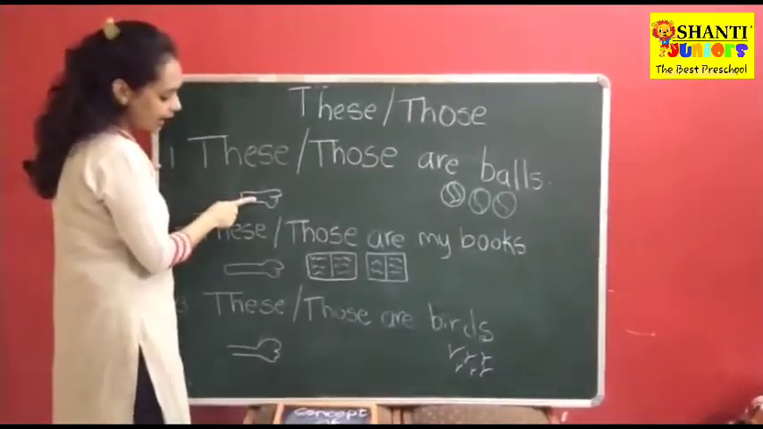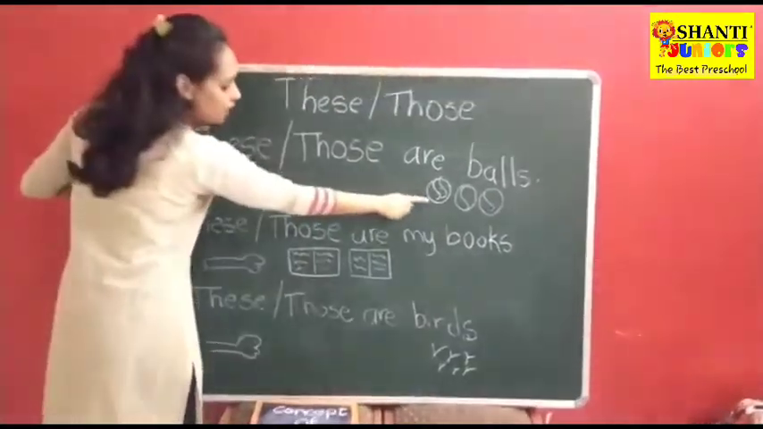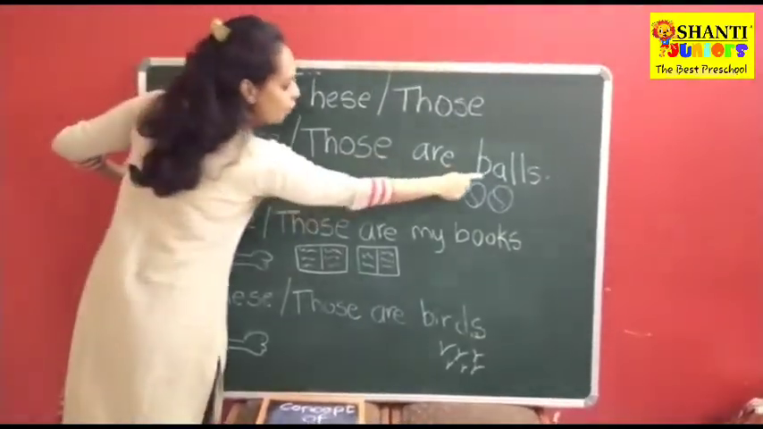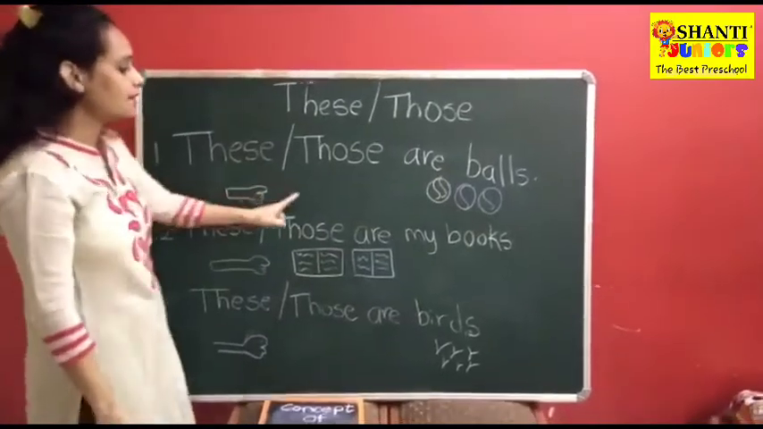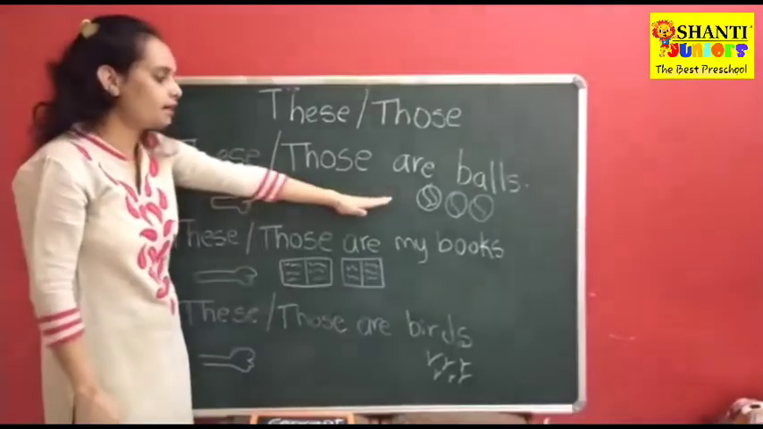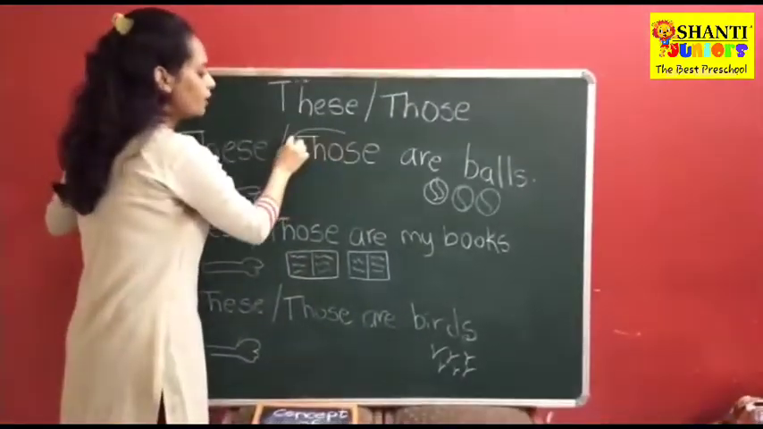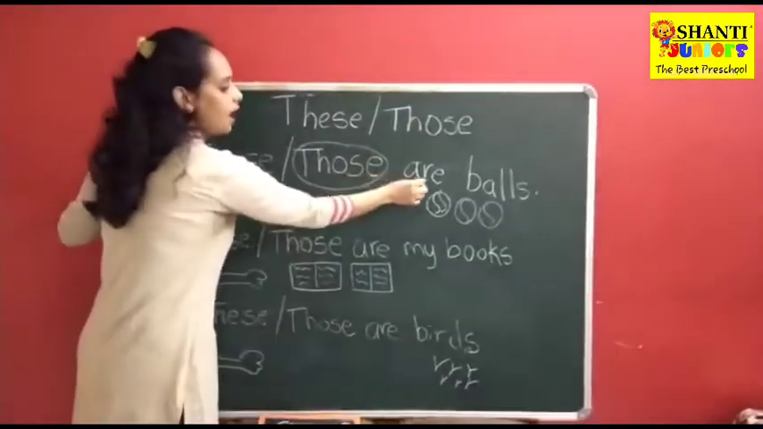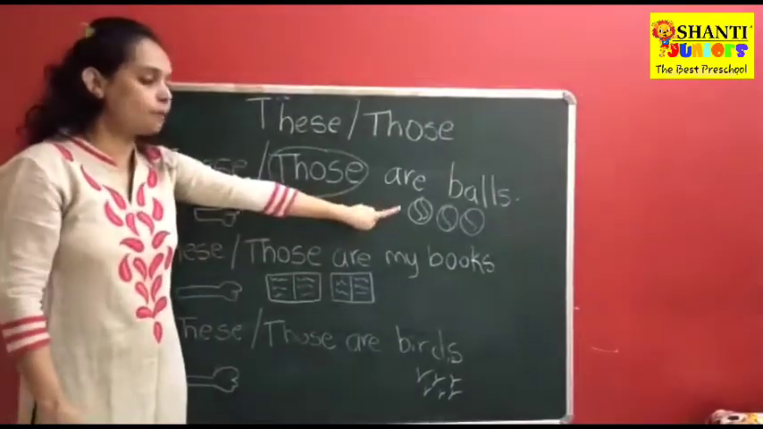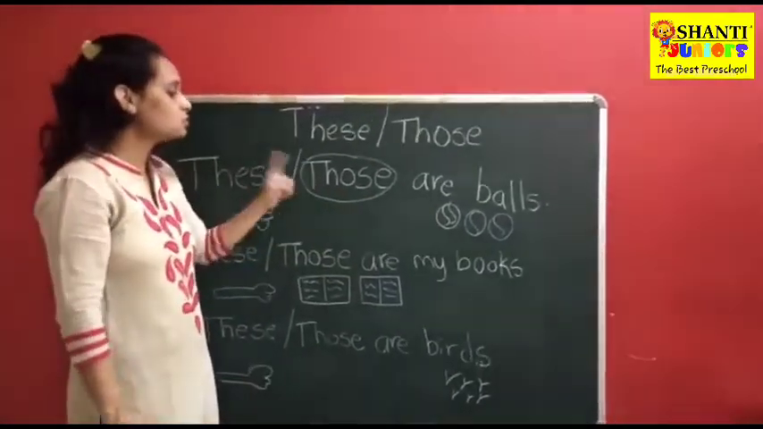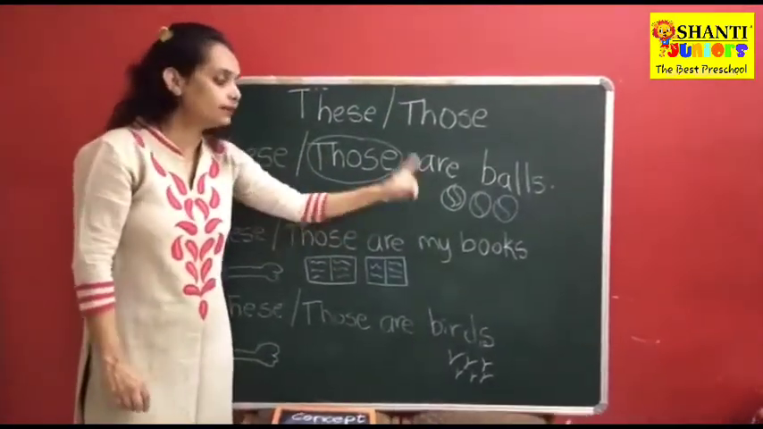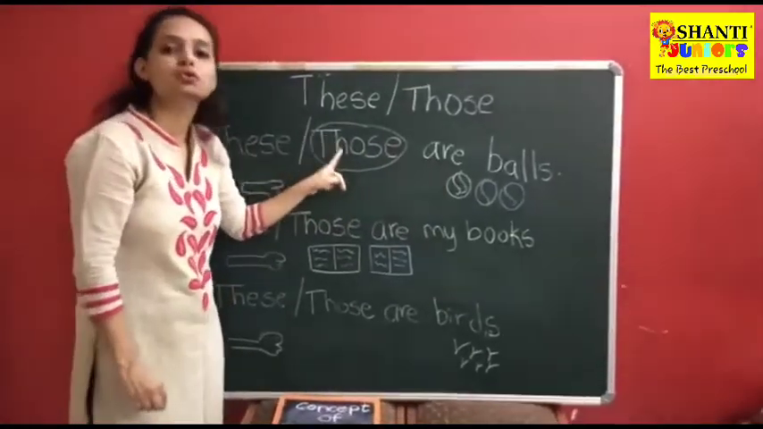So now can you see this hand? He is pointing towards the ball and he is talking about the balls. Those are balls. So now children, the balls are very far. I have told you when something is far, we are going to use those. So you have to circle those. Those are balls because the balls are very far. If the object is very far, we are going to use those, and the objects are more than one. At that time, we are going to use those.